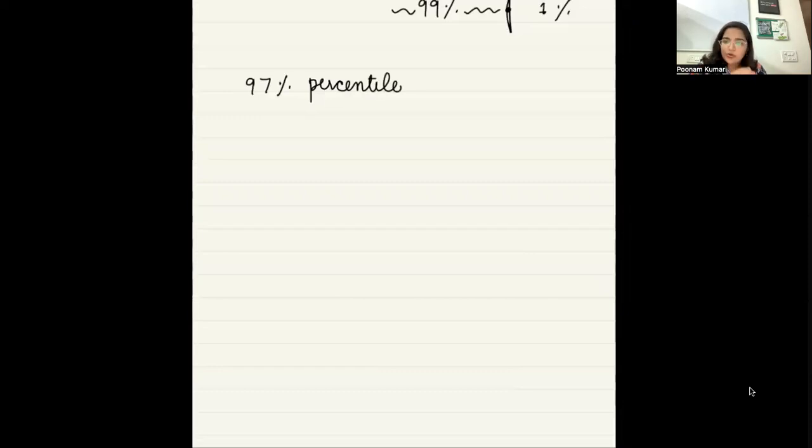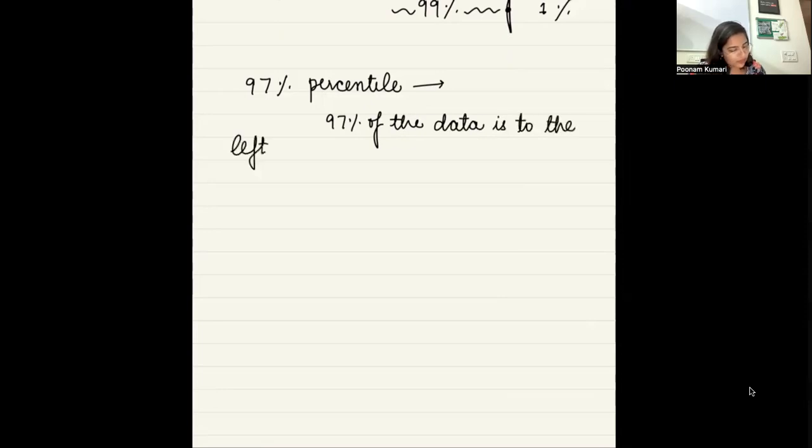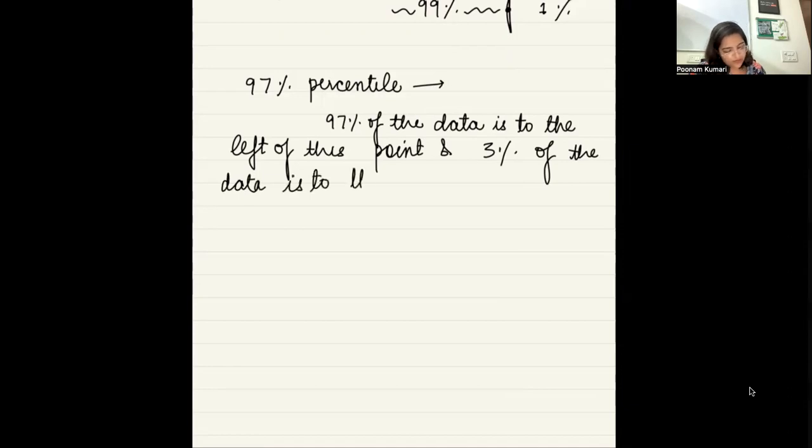Later on in our course, we will understand how to calculate these, okay? So don't worry about that. 97% of the data is to the left of this point. And 3% of the data is to the right of this point.